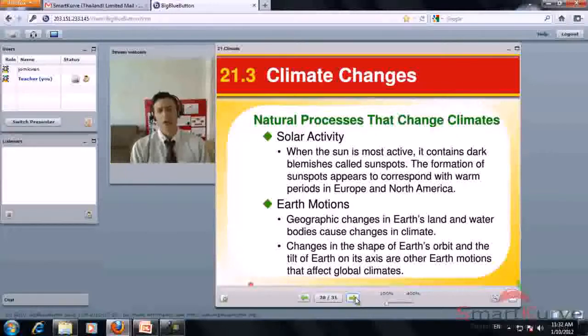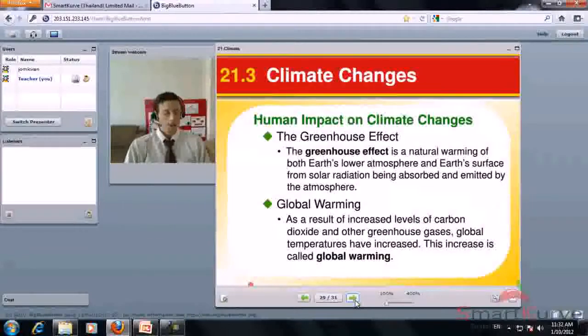It's almost like a short circuit in the sun's magnetic field. But this can actually affect the weather here on Earth. The formation of sunspots appears to correspond with warm periods in Europe and North America. The motions of the Earth. Geographic changes in Earth's land and water bodies can cause changes in climate. Changes in the shape of Earth's orbit and the tilt of the Earth on its axis can also affect climates. The greenhouse effect.